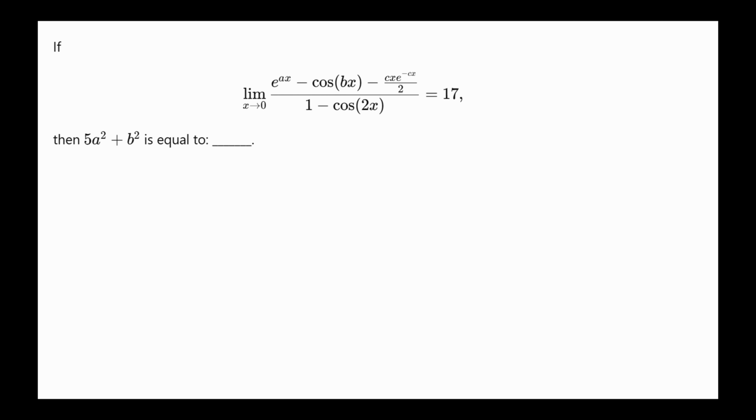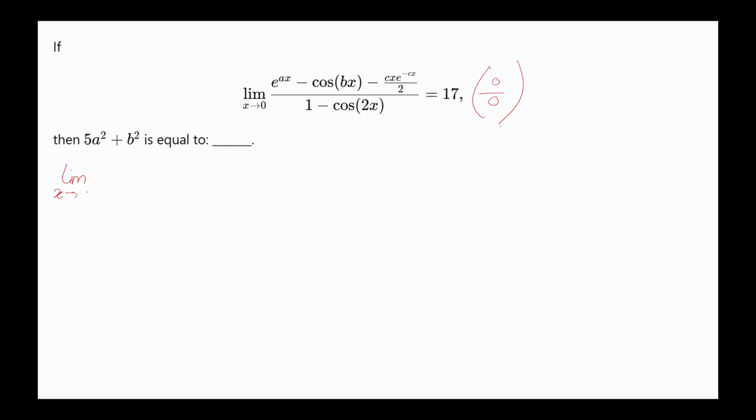Now let's look at this question as well. Limit x tending to 0, e to the power ax minus cos bx minus cx e to the power minus cx by 2. Simply, what is the first step that we are going to do? We are going to put x as 0. As soon as we put x as 0, we can see it is a 0 by 0 indeterminate form. So since it is an indeterminate form, apart from differentiating or using the LH rule, what we can do is simply expand this equation. If we try to expand this equation, we can get something out of it. So let us try to solve it in that way.